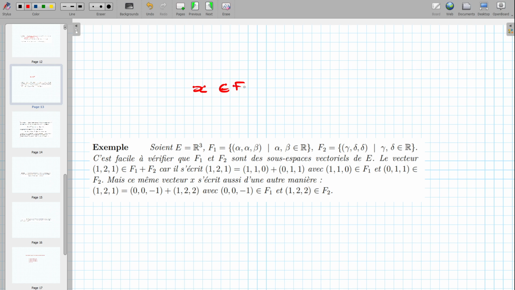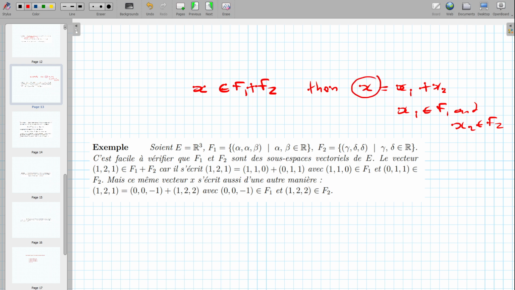x that is in f1 plus f2 like so, then this x is going to be written in the form x1 plus x2, where x1 is going to come from the first set, and x2 is going to come from the second sous-espace. Now, the representation of x here is not unique in general. This is what we are saying here with this example.